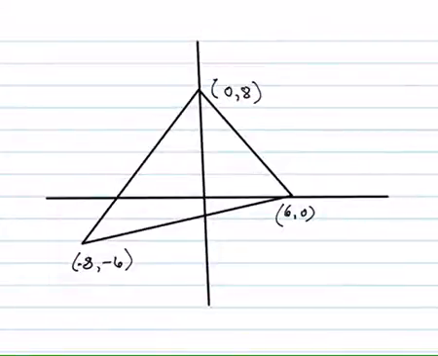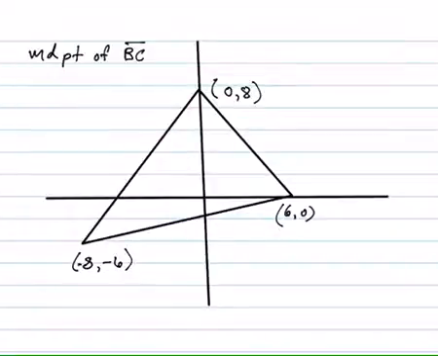All right, for this problem, they want us to find the midpoint of BC. So the midpoint of BC is going to be, and by the way, in case you're wondering, this was A, this was C, and this was B. So the midpoint of BC is going to be somewhere in here.